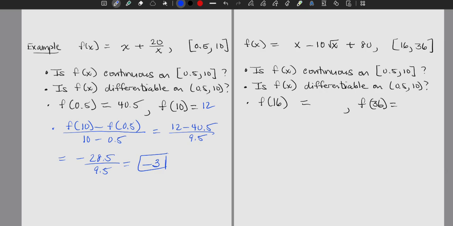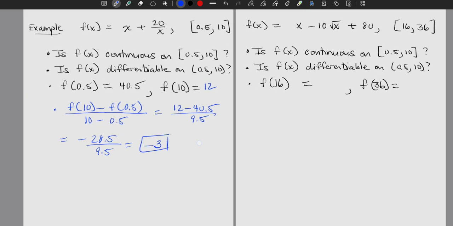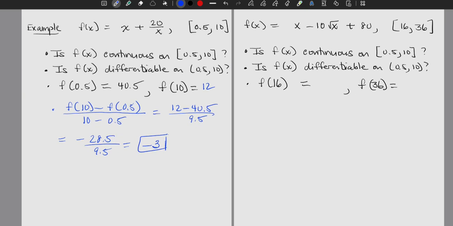Okay, if you drew the graph and plotted the points where x equals 0.5 and 10 and drew the line between them, that is the slope of the secant line between those 2 points. Great. Okay. Mean value theorem says, hey, there's a value of c somewhere between 0.5 and 10, so that the slope of the tangent line is also equal to negative 3.